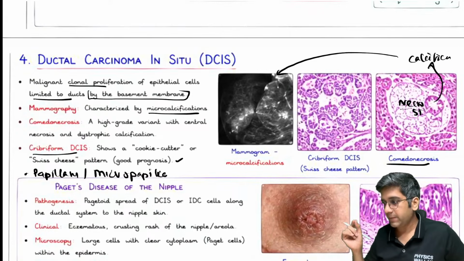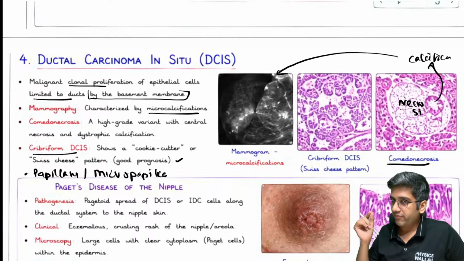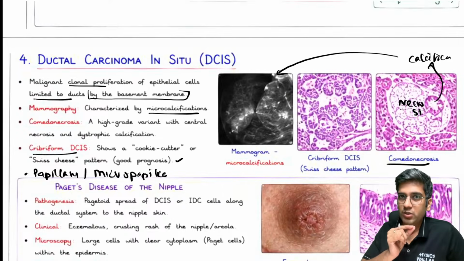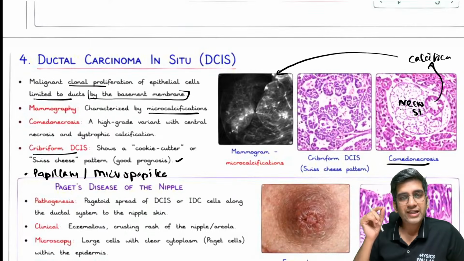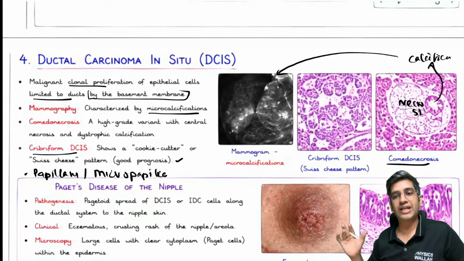Can anyone tell me, with respect to yesterday's class, we talked about and found a similarity between breast and prostate. What is one of the important layers that should be present in order to tell me that, okay, basement membrane breach has not happened?